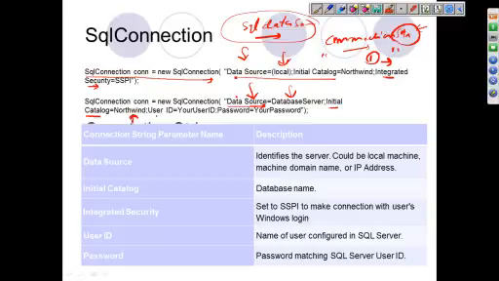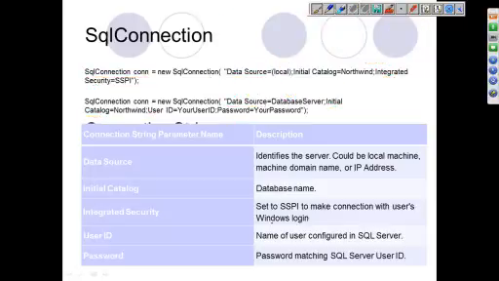Then, as I said, it is in SQL Server authentication mode, so there is a separate user ID and password. This is the connection string format, and we have to provide it while creating the SQL connection object. These are the connection string parameter names we have already discussed. Data source identifies the server, initial catalog is the database name, and integrated security is used if we are using the security of the Windows login, the Windows operating system. User ID is the SQL Server user ID, and password is the SQL Server password. Any question here, any doubt?